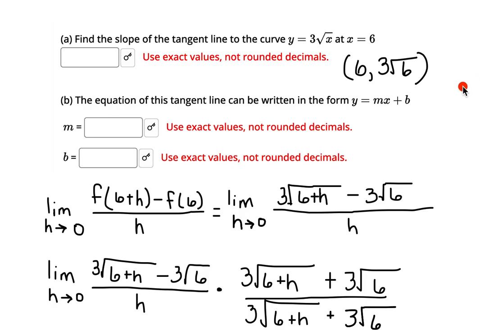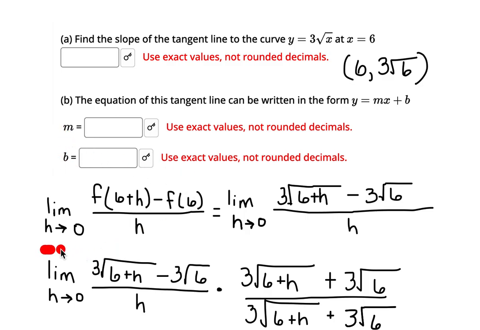In this example, we are going to find the equation of a tangent line to the curve y equals 3 square root of x at the point x equals 6. And we're going to do this in parts. In part A, we're just going to find the slope, which is the instantaneous rate of change. And then in part B, we're going to find our values for the line, m and b.